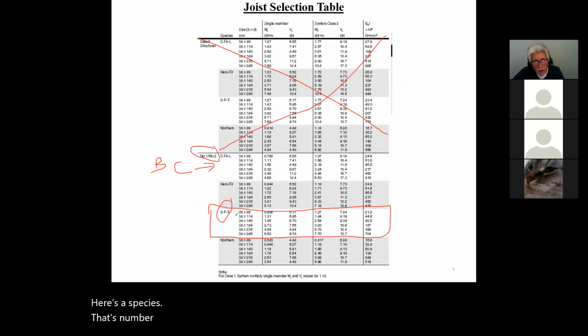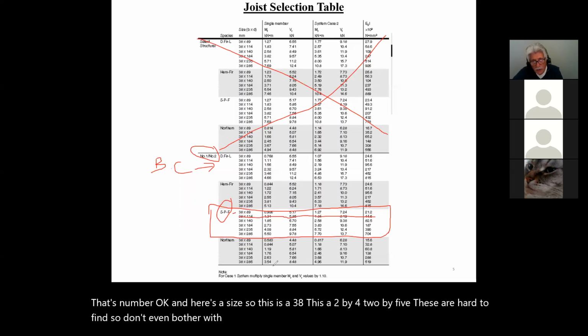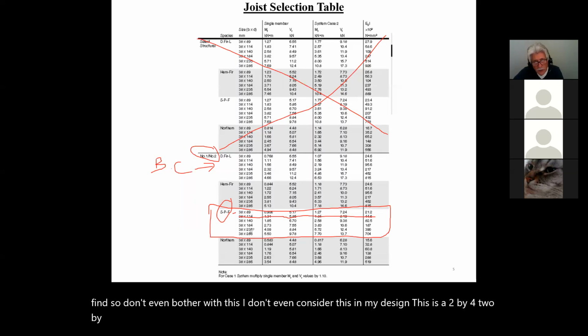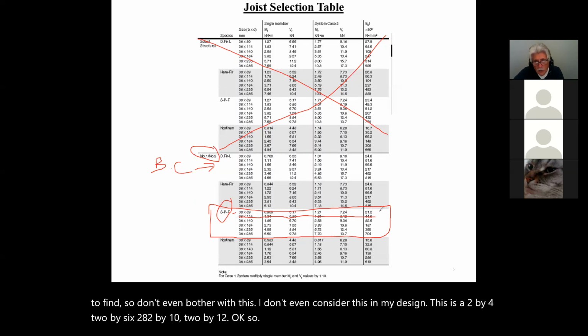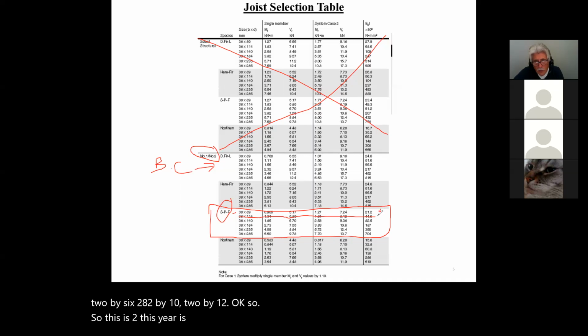And here's the size. So this is a 2x3, this is a 2x4, a 2x5. These are hard to find, so don't even bother with this. I don't even consider this in my design. This is a 2x4, 2x6, 2x8, 2x10, 2x12. So this is a 2. This here is 4. I should have put 4, 6.